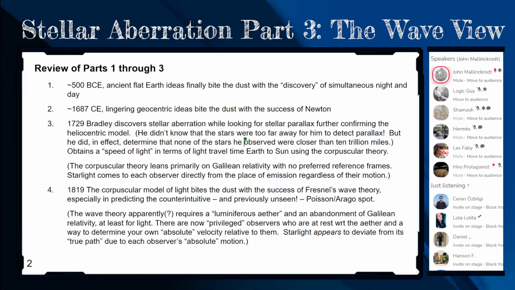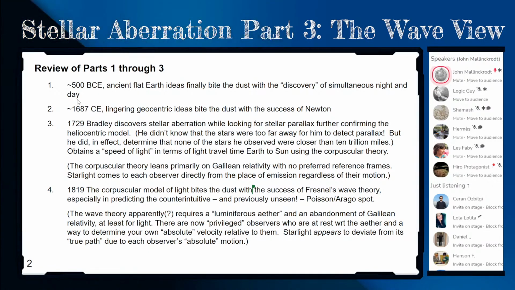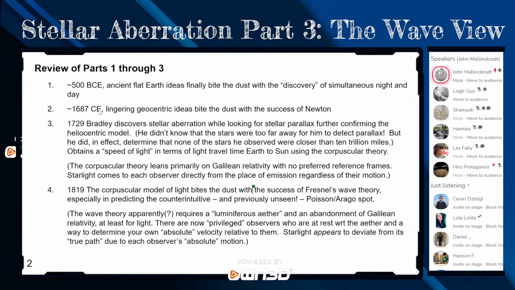Starlight appears to deviate from its true path through the ether due to each observer's absolute motion through that ether. So it's a very different view of aberration, even though it gives exactly the same result. There's no way of distinguishing between corpuscular and wave theory views on that basis.